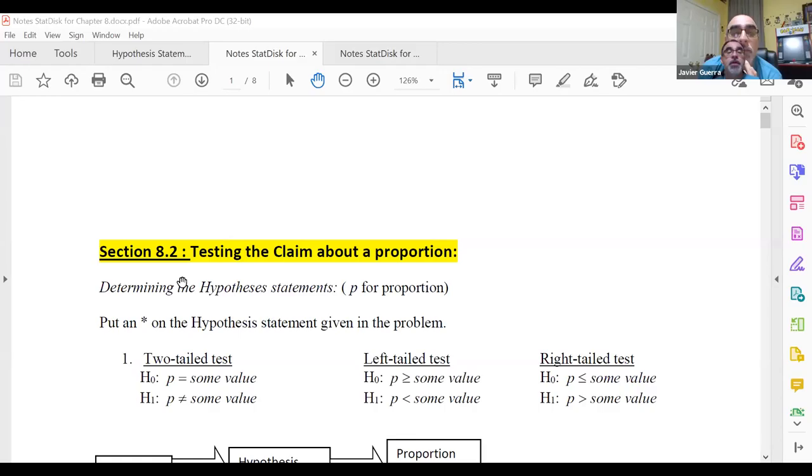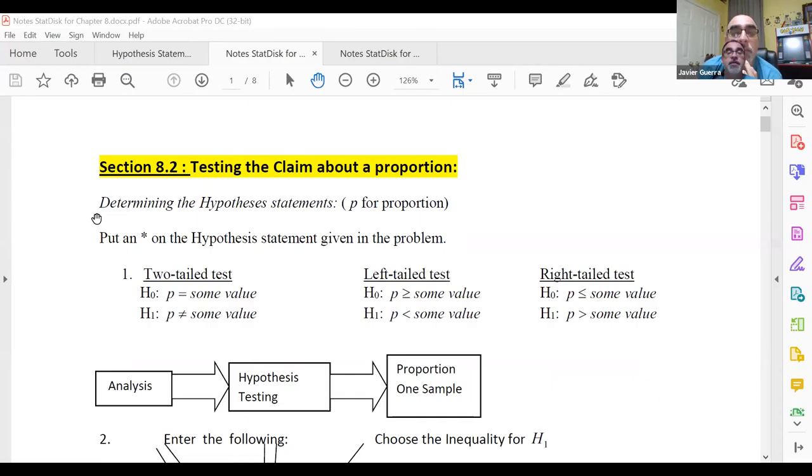Okay. So on the handout that I gave you all, the step one, right? This is how these statements are set up. They work in pairs. So because we're dealing with section 8.2, it's proportion, we use the P, right? Proportion starts with the letter P, so we will use the variable P to represent proportion.